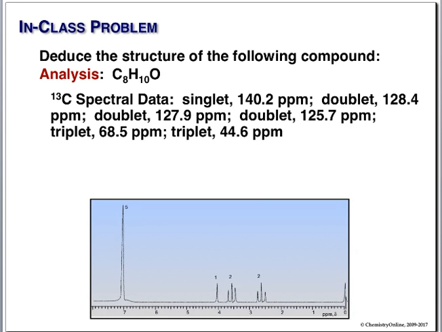C8H10. H should be 16, 17, 18. We have 4 degrees of unsaturation. Again, that kind of tells you we're thinking benzene ring. For our C13 data, in our region down here, 140 to 125-ish, we have a singlet, doublet, doublet, doublet. That sounds like a monosub benzene, doesn't it?